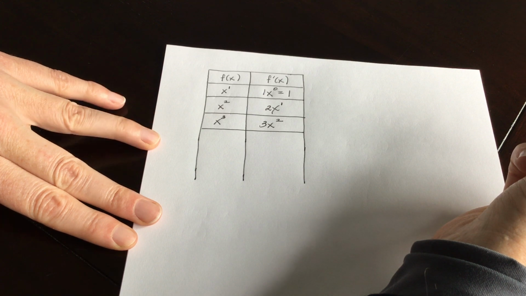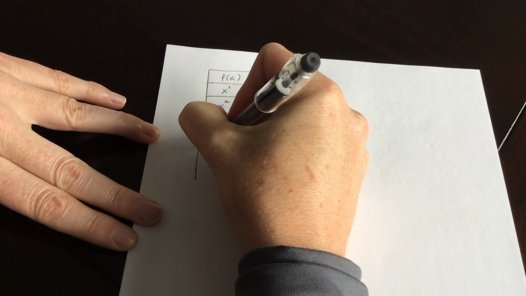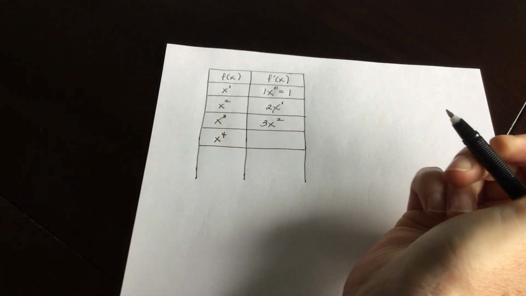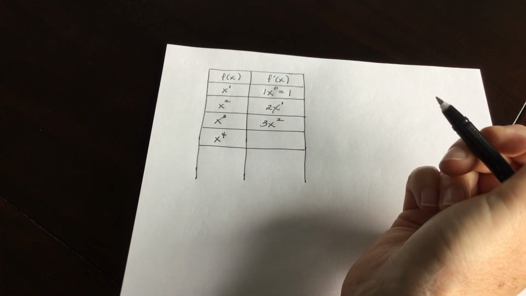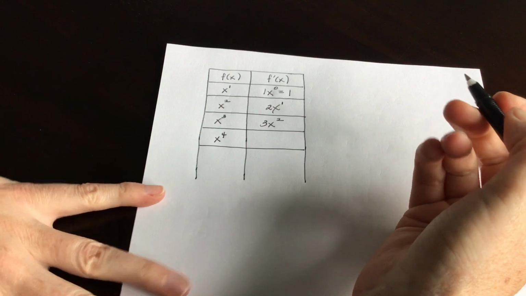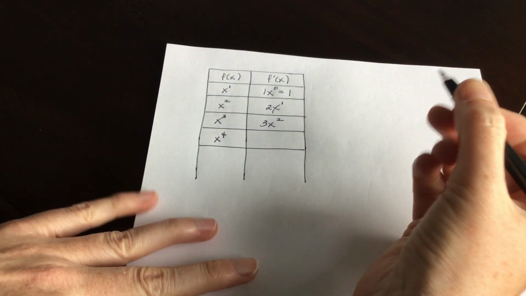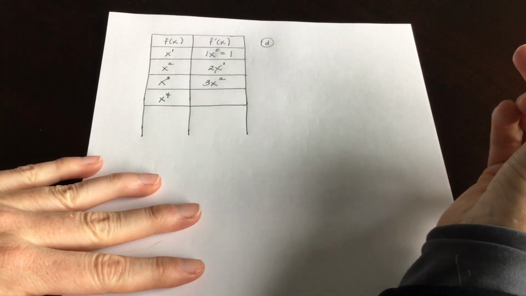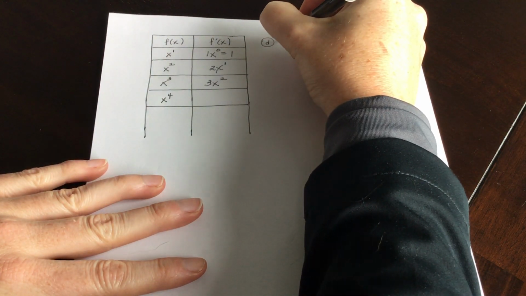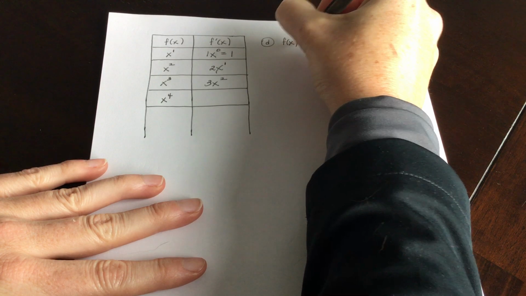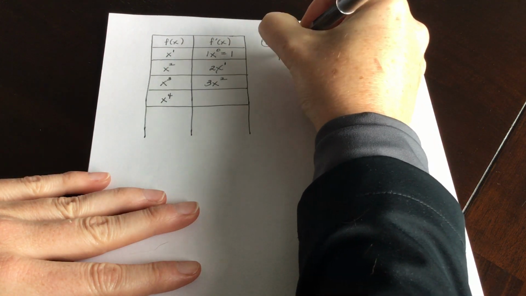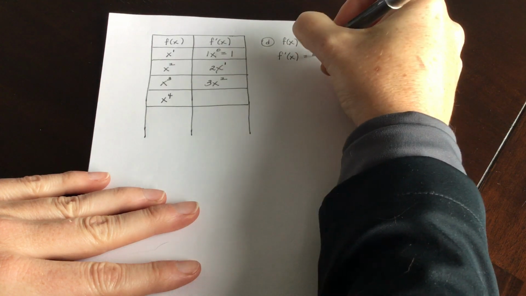So think about what the derivative of x to the 4th should be if you were to pick up on the pattern we've established so far. And then for part D, we're going to do it the long way and see if you're right. So for part D, let's say f of x is x to the 4th, and you want to differentiate it. So f prime of x, what would that be?